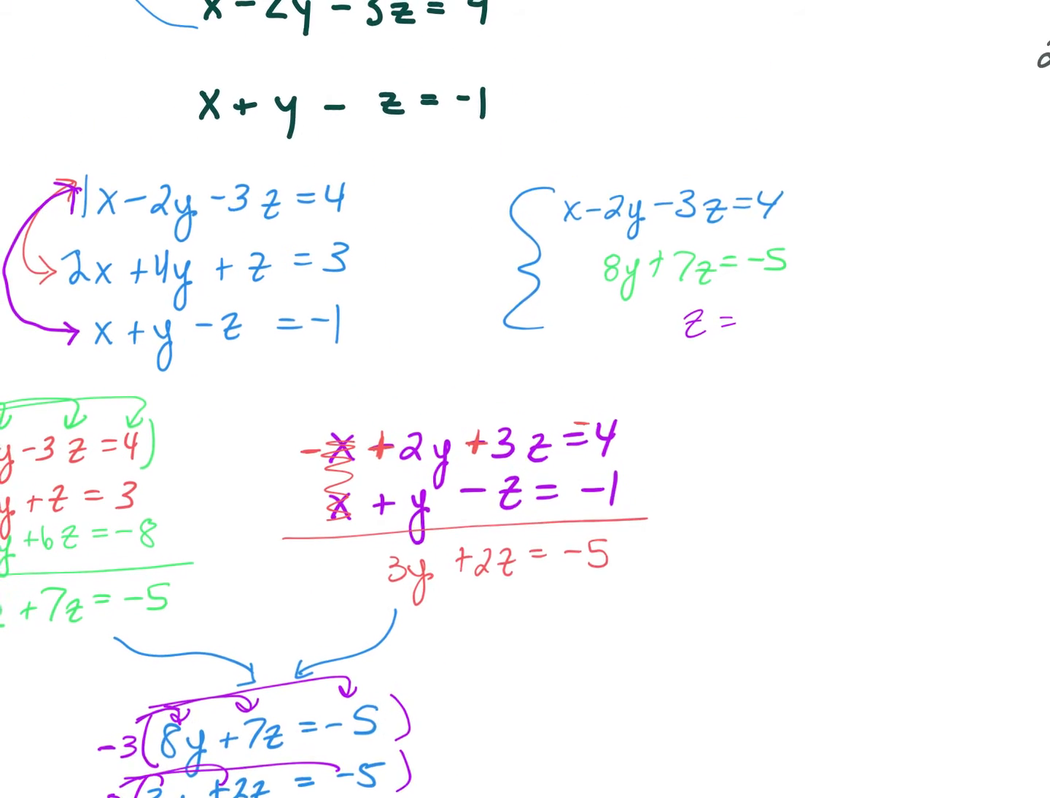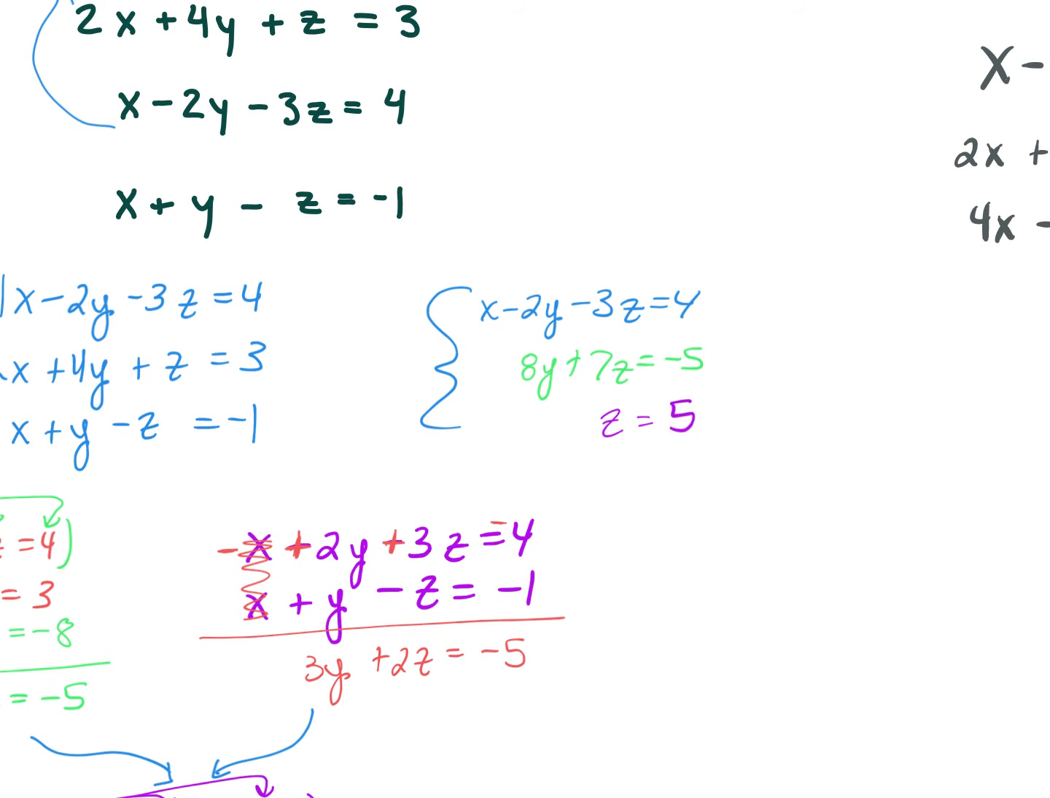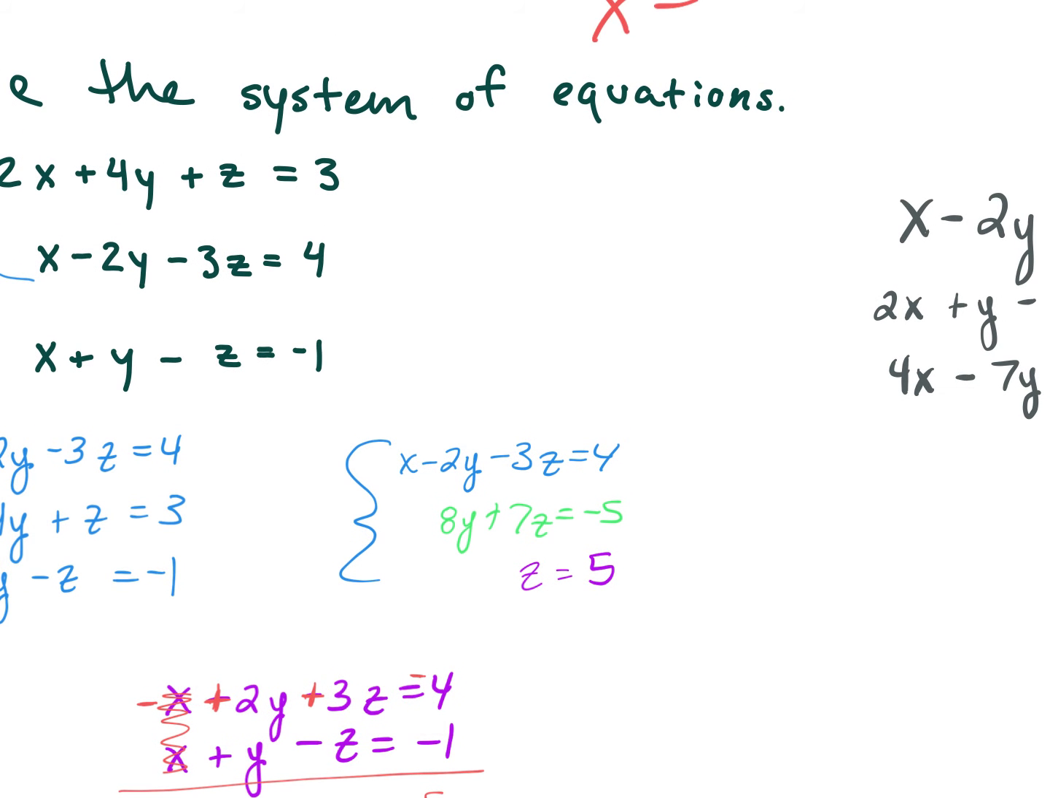So I come back way up here, and I have z equals 5. Do I have an ordered triple? Do I have an answer here that I know what x is, I know what y is, I know what z is? No. We know what z is, but we've got to find x, we've got to find y, and we know that z is 5.